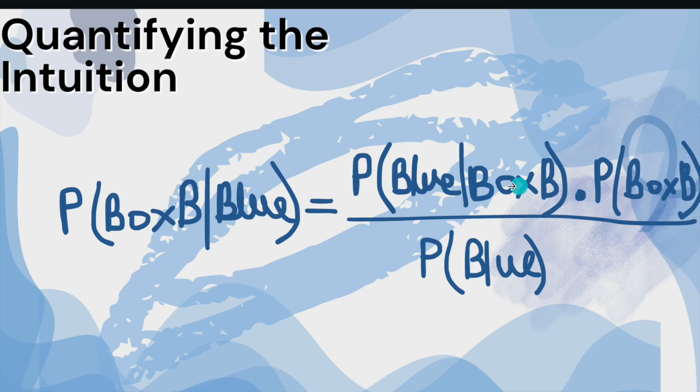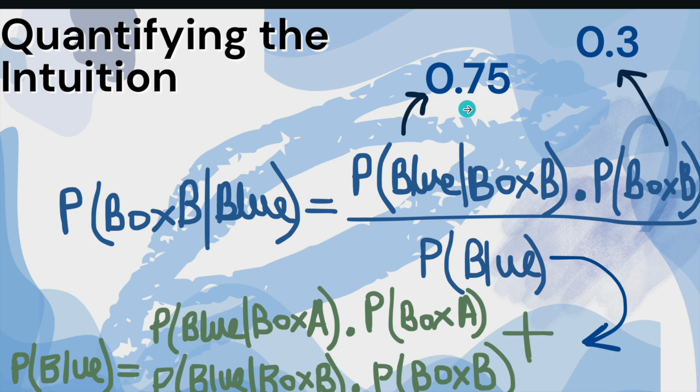And we scale or normalize this multiplication simply by the probability of any ball, irrespective of what box it's picked from, being blue. Now we know the values for the probability of a ball being blue given that it's picked from box B, because we knew that 75% of the balls in box B were blue in color. So the value of this probability is 0.75. We also knew the probability of box B being picked. Initially, I mentioned that only 30% of the time I choose box B, which makes the probability 0.3.